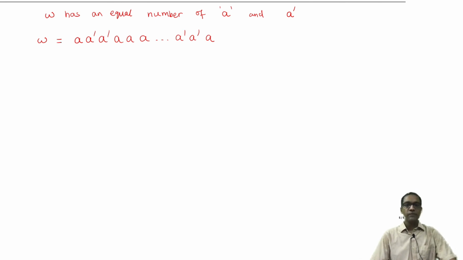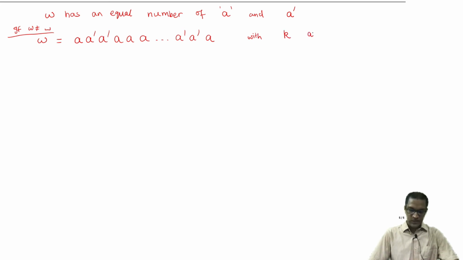If the word is already empty, then you are done, because you have to prove that finally this word, the equivalence class of w, is just the equivalence class of the empty word. Okay. So, if w is not the empty word, then w looks like this, in which there are, let us say, k occurrences of a's and k occurrences of a primes. Now, where k is at least 1.